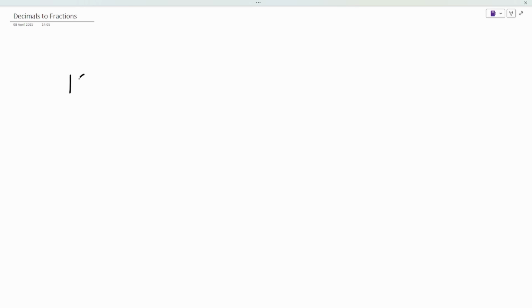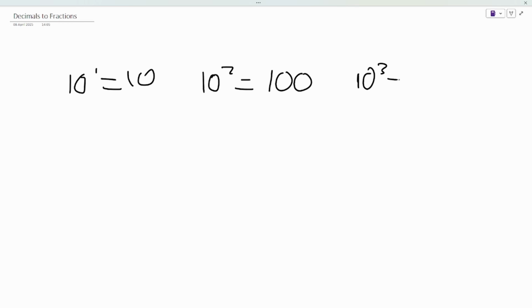So for instance, 10 to the power of 1 is just 10, right? And then 10 to the power of 2 is 100. So we want to times our decimal by one of these powers, or 10 to the power of 3, 1,000, and so on. Decimals like 0.00004, something like that, you're going to need 10 to the power of 5, for instance. So it's depending on the decimal.